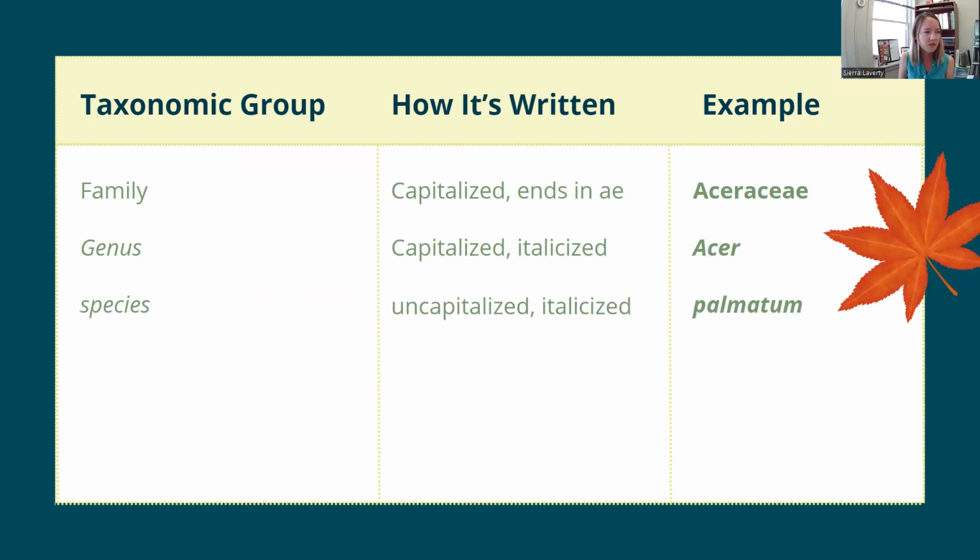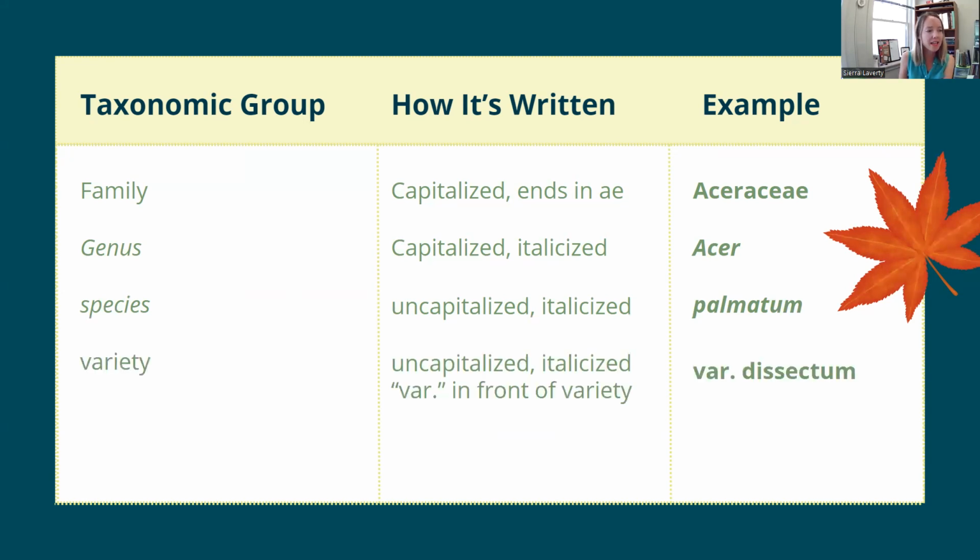So species usually follows genus, and it'll be uncapitalized and italicized. So that binomial name is the genus and the species, and they're both italicized. For our friend, the Japanese maple, that's going to be Acer palmatum. So palmatum is the species, and you can see that it's named palmatum for the palm-like leaves.